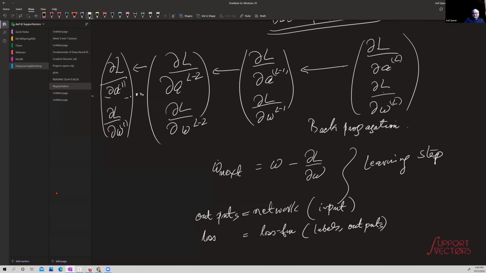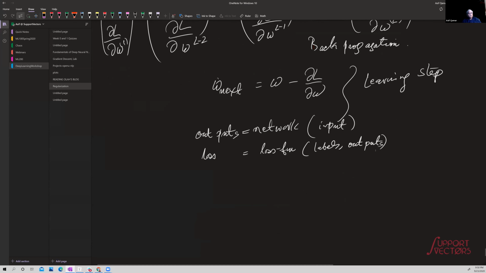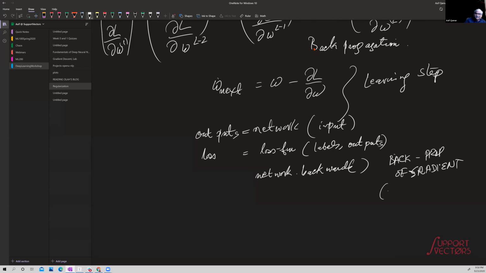And then what do you do? You do network dot backward. What is this doing? Back propagation, back prop of gradients. It cleverly computes all the gradients.